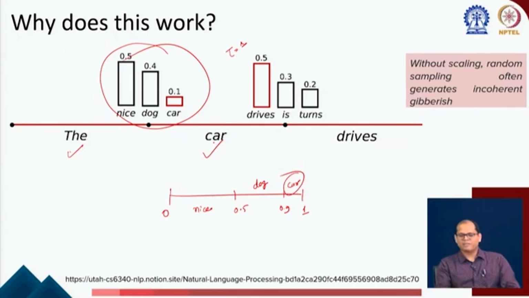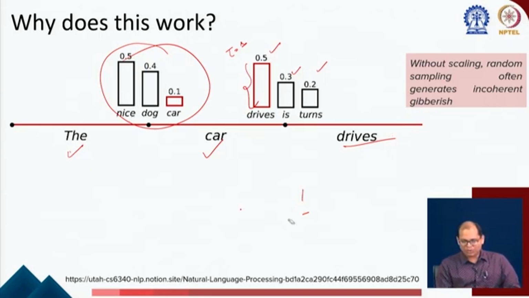Next, you start from car and you have another distribution, and let us say these are the 3 words: drives, is, turns. Next you generate a number between 0 and 0.5, and I generate drives. So you generate "the car drives". It may sometimes be very incoherent and gibberish.